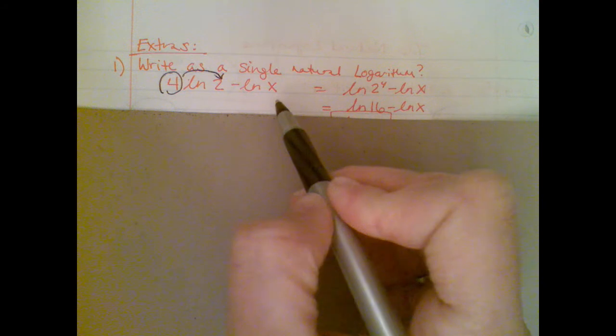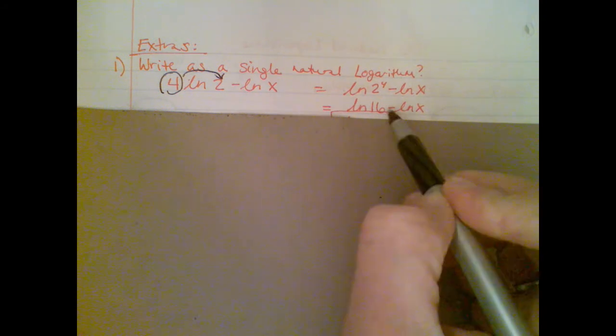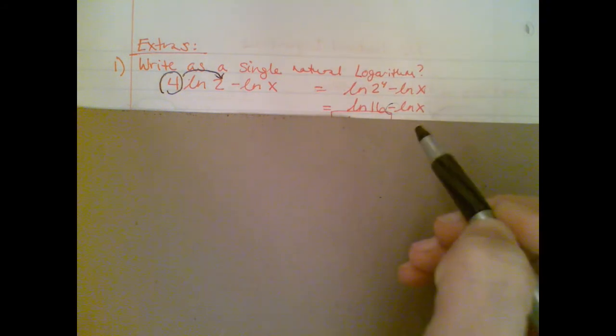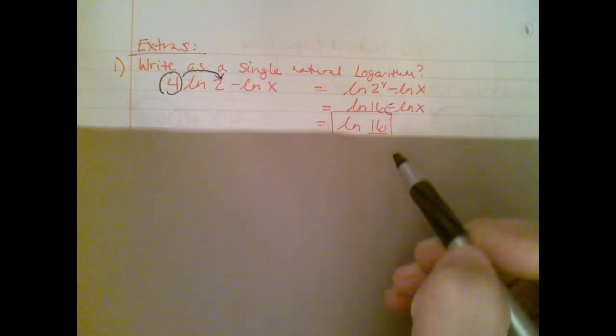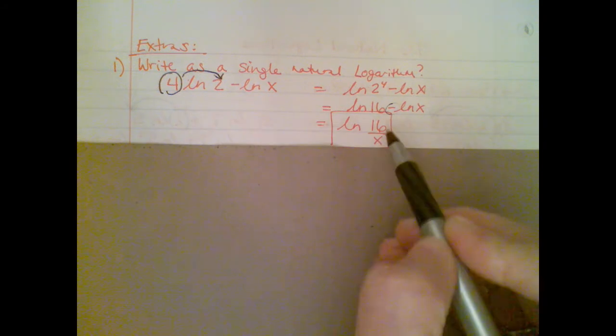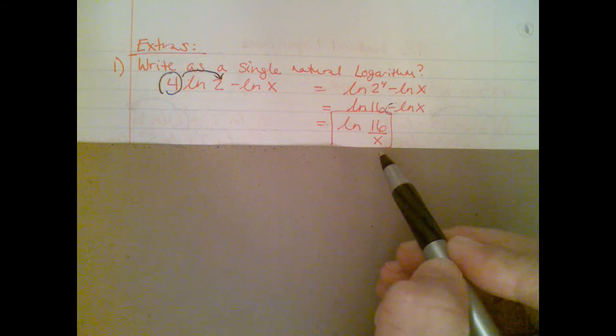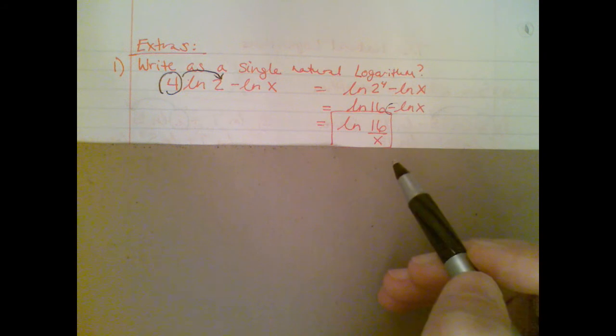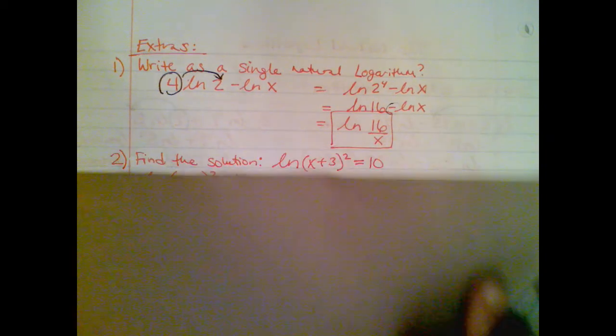So we use the power property to start with, and then they are subtracting, so we're going to use the quotient property and divide. So then we're going to take the natural log of 16 divided by our x. Then it's a single natural log, so that is our final answer.